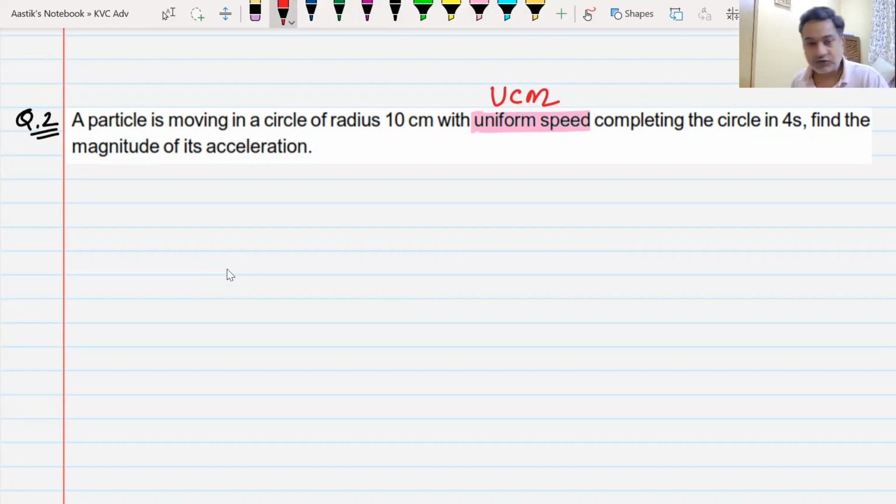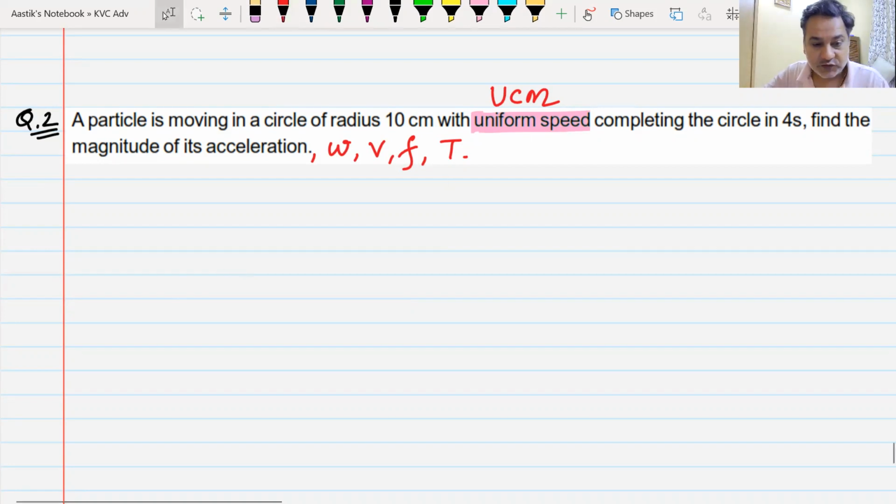They have only asked you acceleration, but I can ask you other things as well. I can ask you omega, I can ask you speed, I can ask you frequency, I can ask you time period. So from one question, I can ask 5 or 6 different questions, solve them so that you understand the concept of uniform circular motion as well. Do we understand this? You will have 2 minutes to do this one.